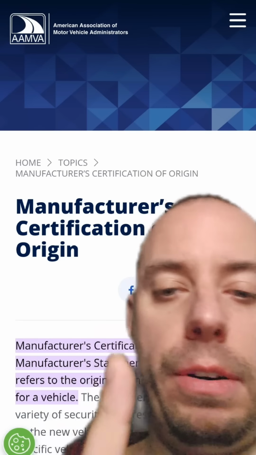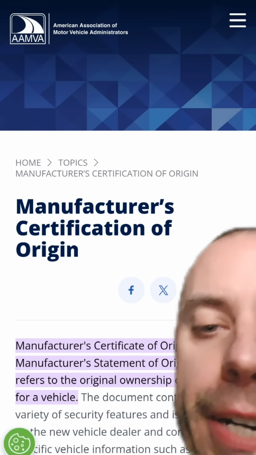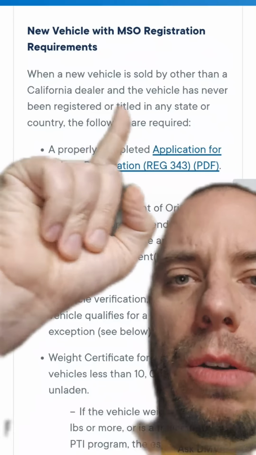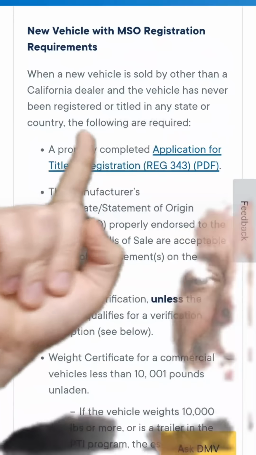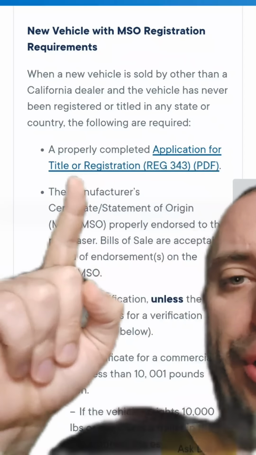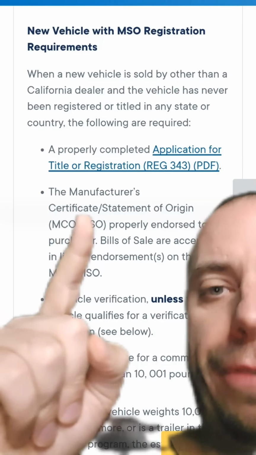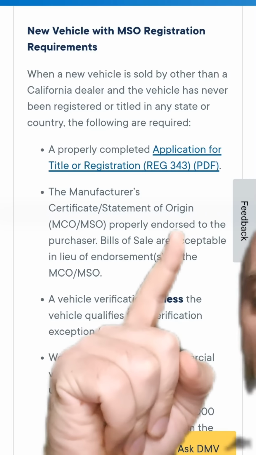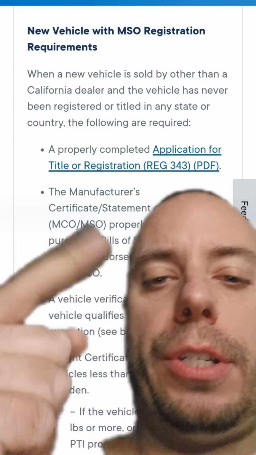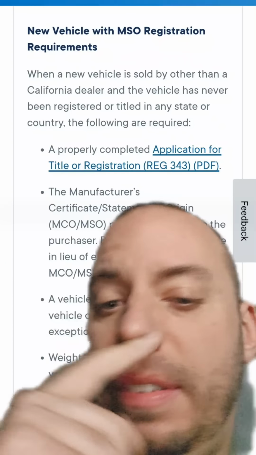Manufacturer's certificate of origin, MCO, refers to the original ownership document for a vehicle. So this is from California, new vehicle with MSO registration requirements. When a new vehicle has never been registered or titled in any state or country, if you do an application for title or registration, you send the superior title, which is the manufacturer certificate of origin, properly endorsed, which means released, to the state. So you're exchanging the superior title, which is the MSO-MCO, for a stupid certificate of title.